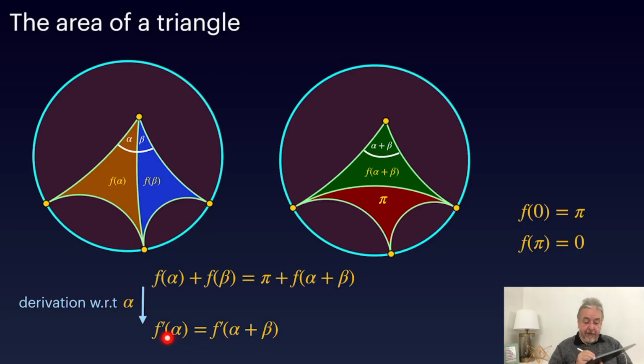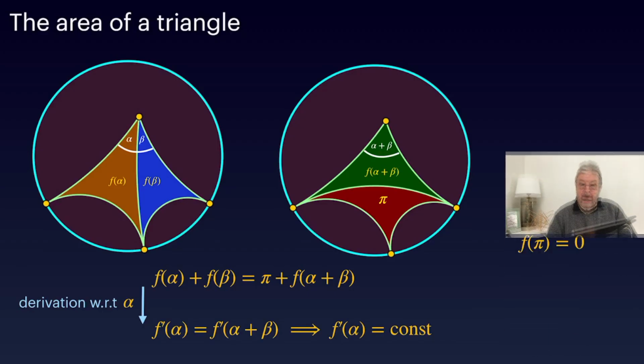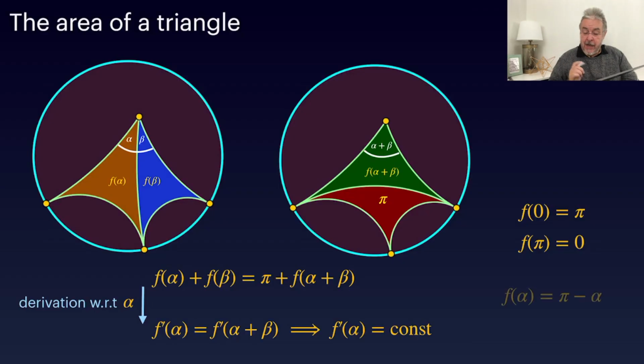So by calculating that, you see that the first derivative of that function is the same if you evaluate it at alpha or at alpha plus beta for an arbitrary beta, which means that this derivative is constant, which in turn means that the function must be a linear function, and the only linear function with these two fixed values is the function that I've written down here. It's pi minus alpha. So we did a lot. So we now really understand the area of triangles that have 2 points at infinity and one free angle.